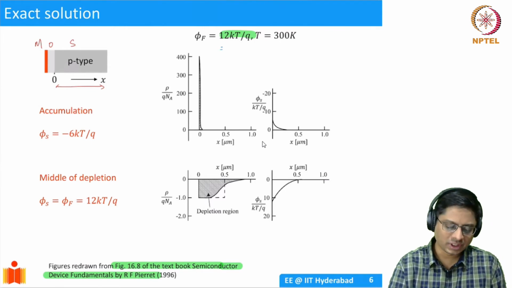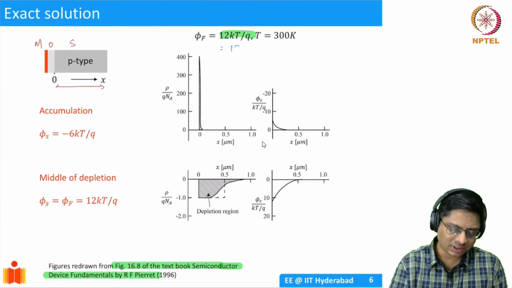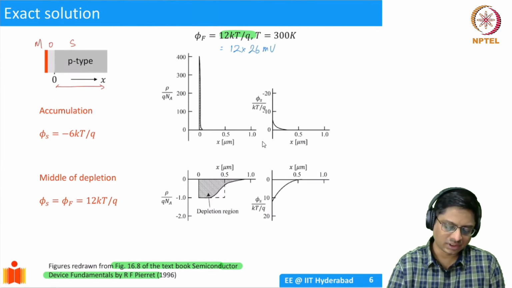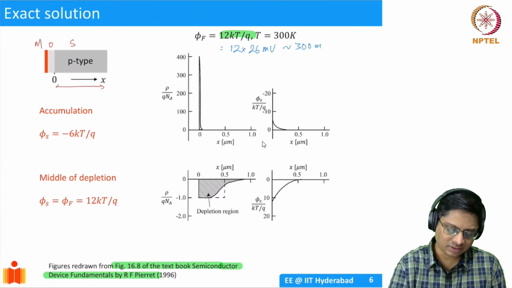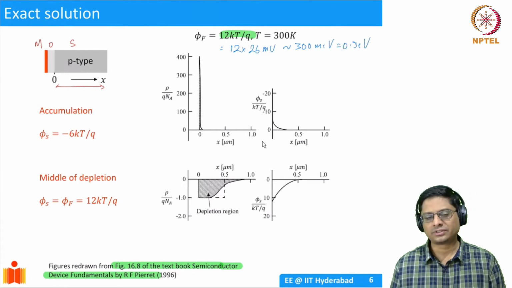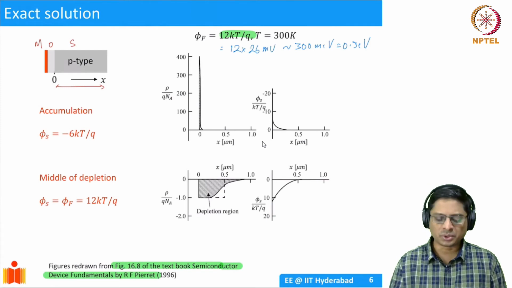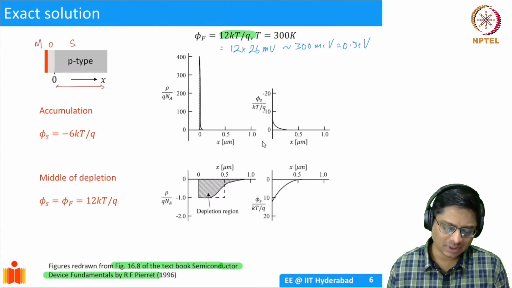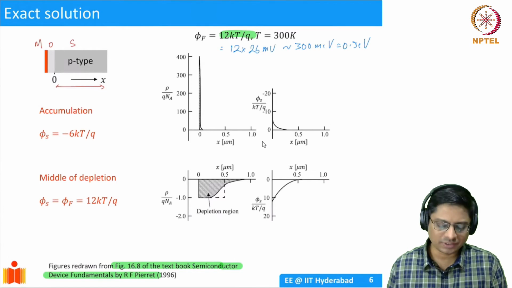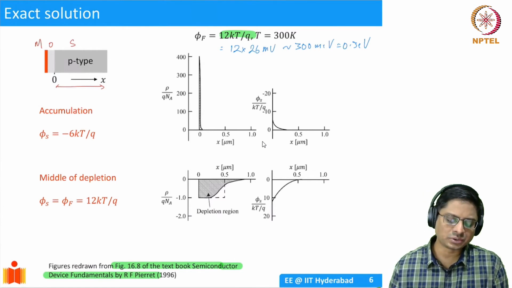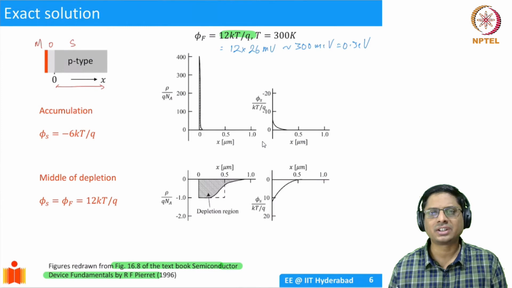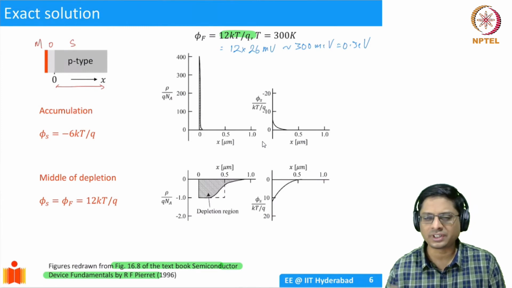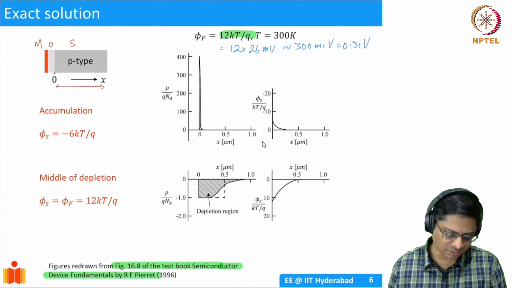kT is about 25 milli electron volts. 12 times 26 mV is approximately 300 meV, or 0.3 V. This is your phi_f. That means you can compute the doping. I think it will be 10 to the power 15, roughly, because we know 60 millivolts per decade of phi, so 300 means 5 decades, so 10 to the power 15. The substrate doping should be roughly 10 to the power 15. You could compute it and check it out.